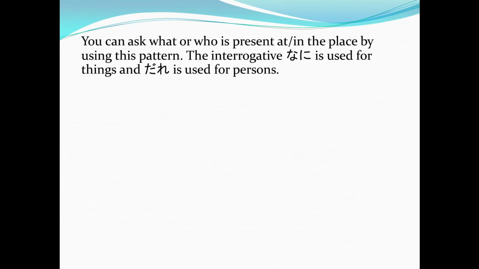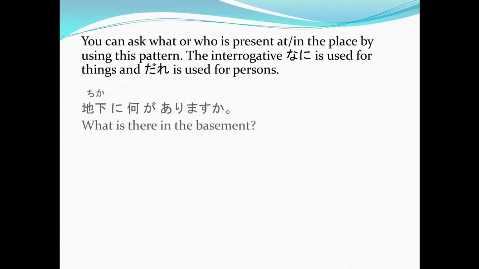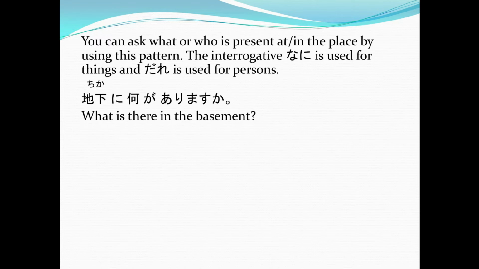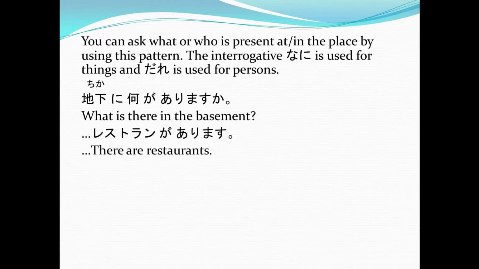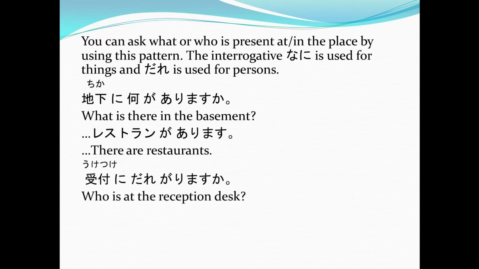You can ask what or who is present at or in a place by using this sentence pattern. The interrogative nani is used for things and dare for persons. Example, chika ni nani ga arimasu ka? Resutoran ga arimasu. And then, uketsuke ni dare ga imasu ka? Or who is at the reception desk? Kimura-san ga imasu.